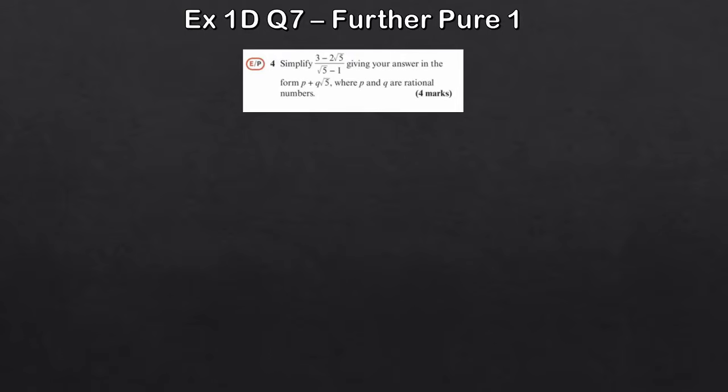So the next one here, we're getting into some tricky material now. We've got to simplify 3 minus 2 root 5 over root 5 minus 1. Okay, and it wants us to give the answer in the form p plus q root 5, and p and q are rational numbers. Okay, so there's probably going to be a bit more work to this one. 4 marks.